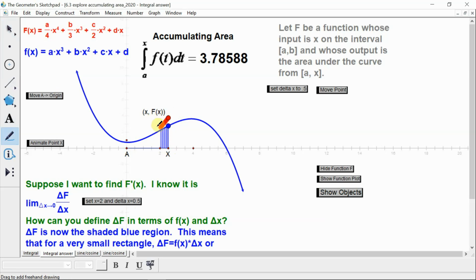So this y value change should be this area, okay? This y value change here, I've called delta capital F. It's the capital F function. Just like when you think about delta y, the change in y, and delta x, the change in x, I'm going to call it delta capital F. And it should be the distance from here to here. But let's think about this.